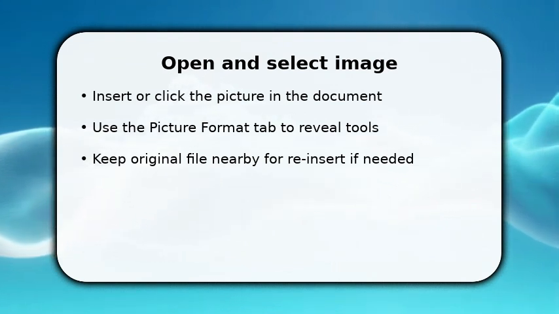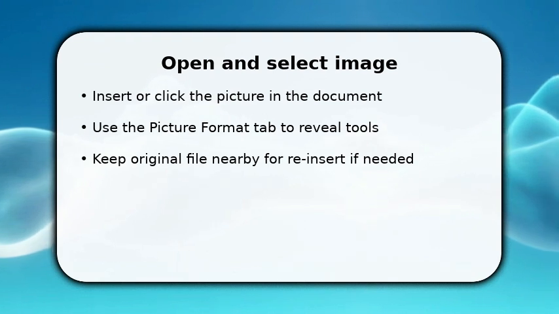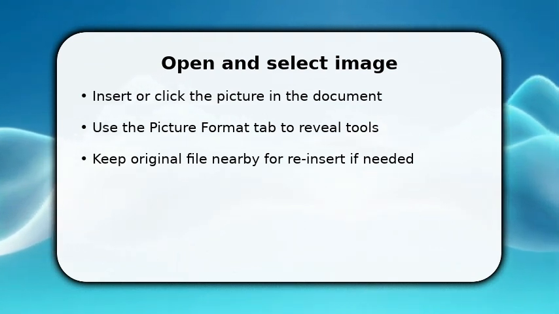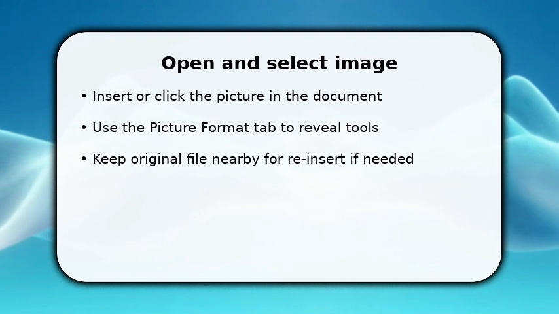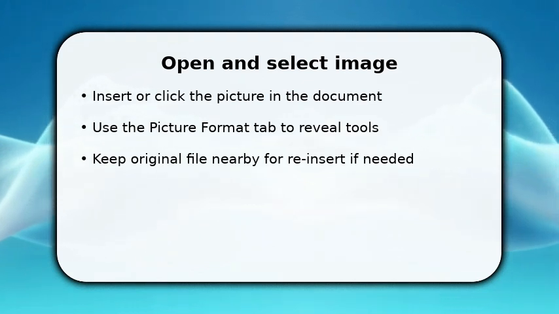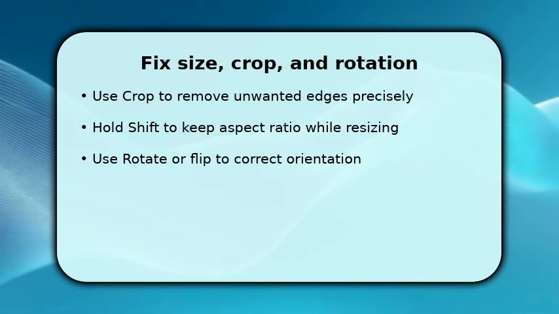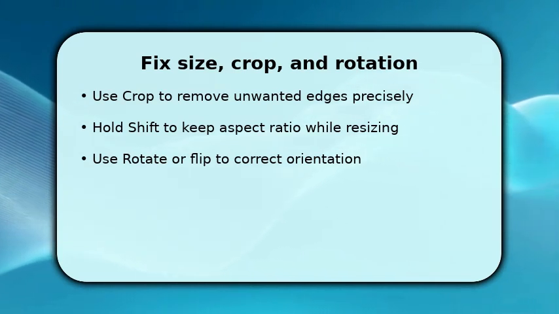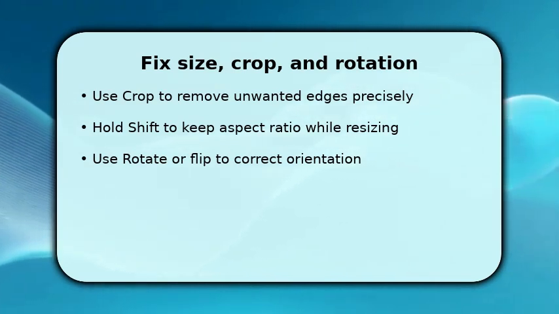If the image looks low quality, pause and inspect the file source. Change to the high-res file now to avoid repeated fixes later. Once the picture format tools are open, crop first to remove distractions, drag handles and press crop again to confirm.